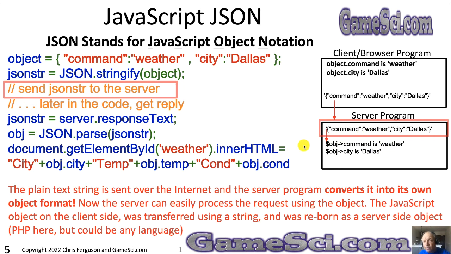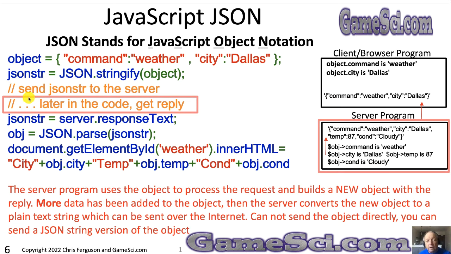Now, I'm doing an example here in PHP. I'm assuming the server program here is PHP, but it doesn't have to be PHP. It can be any program that can run on the server, can receive the object and convert it to its own object format. I've now created a PHP object out of that JSON string that was sent to me. The JavaScript object on the client side was transferred using a string and then was reborn as a server-side object. Again, this is PHP here, but I want to stress JSON is language independent. You could send that string to any language on the server and it'll build an object in its own format.